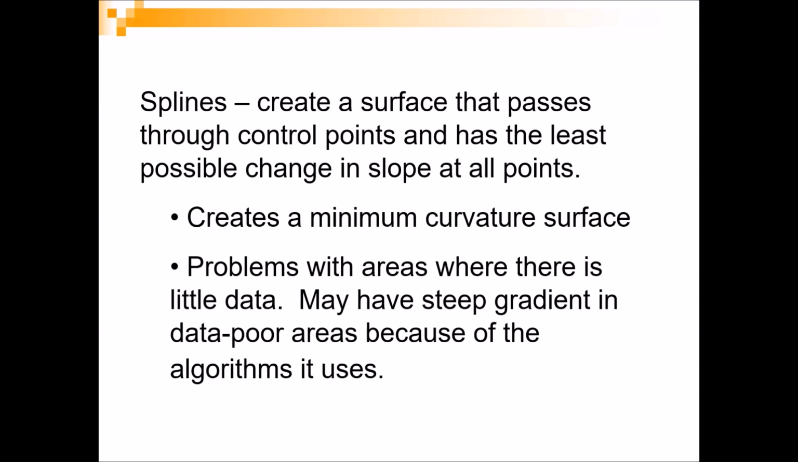we're not going to have a big change in values as we move from one to the other. This has big problems where we have little data, and so we might run into problems. We have a steep gradient in data poor areas because of the algorithm it uses. So if you run splines for some areas, you might get negative PM values.